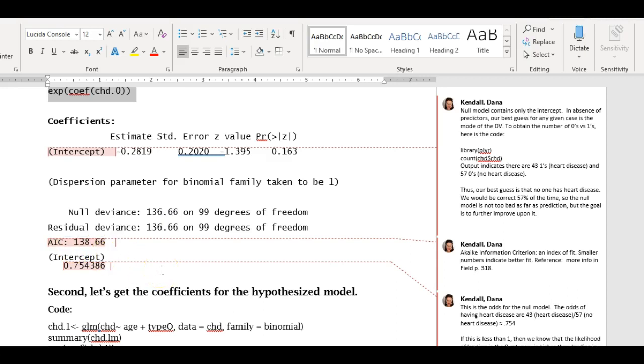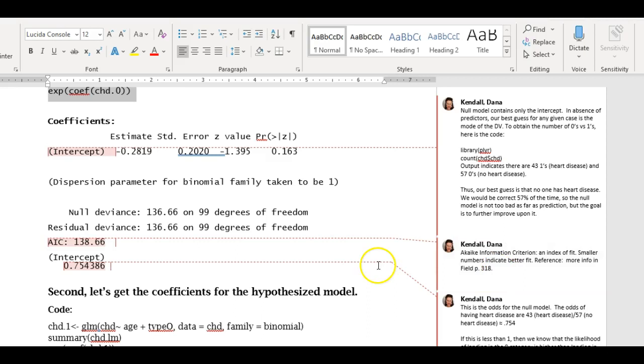Know that it's one way to index fit. The smaller this is, the better the fit. So we expect that when we enter more predictors that are good ones, this is going to reduce, it's going to diminish. And that's all you need to know about this Akaike information criterion. I'm not sure how to say that name, but there's more information in Field.